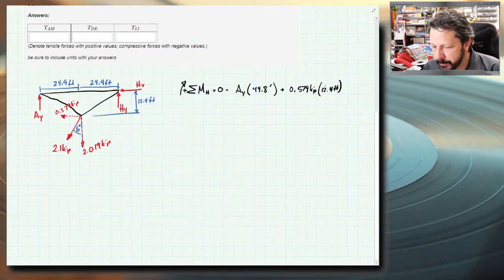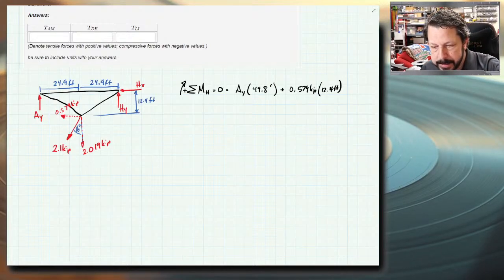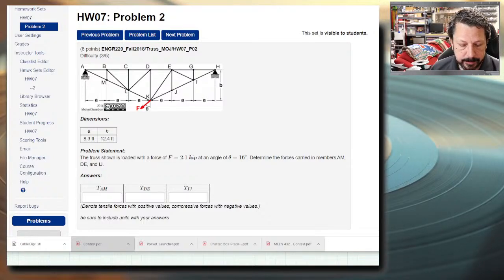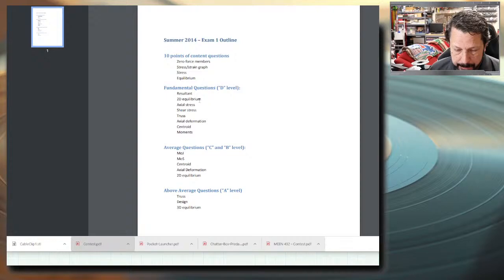Where would this problem fall on the exam outline? Well, first of all, it would only be a piece, right? You would either be solving for AM, DE, or IJ. And so it wouldn't be this above average one. Right now I don't have an average one listed as a, oh no, I do. I have method of joints, method of sections. It would probably be one of these two, the average level. So it's multiple steps. It's made a lot simpler if you can find the zero force members.